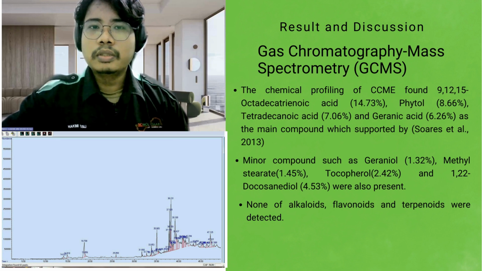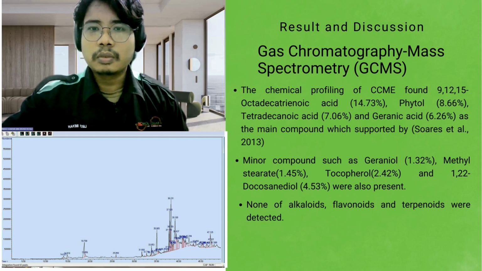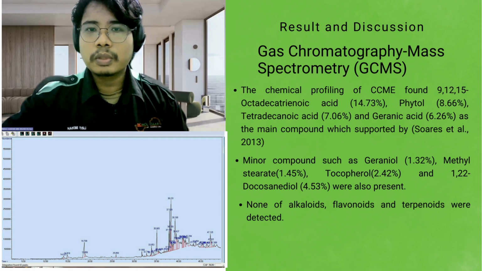Let's proceed to the result for the GCMS. The result shows that the chemical profiling of C. citratus methanol extract found octadecatrienoic acid 14.73%, phytol 8.66%, tetradecanoic acid 7.06%, and geranic acid 6.26% as the main compounds, which is supported by Suarez et al. 2013. While minor compounds such as geraniol 1.32%, methyl stearate 1.45%, tocopherol 2.42%, and docosahexaenediol 4.53% were also present. None of the alkaloids, flavonoids, and terpenoids were detected.